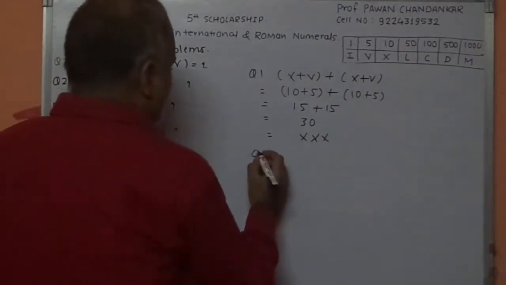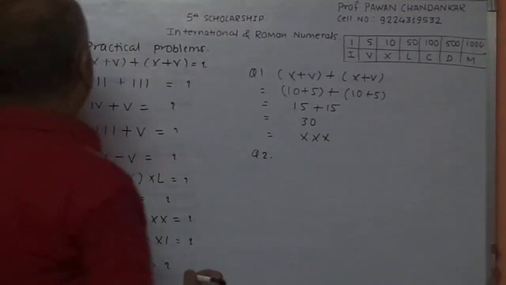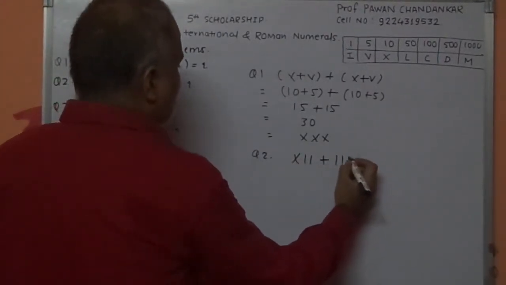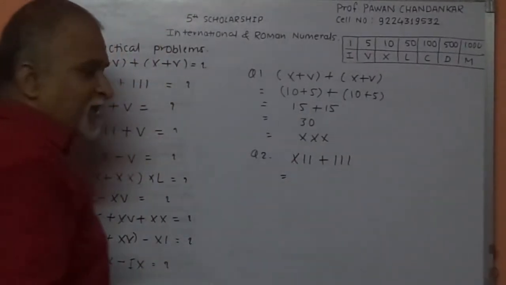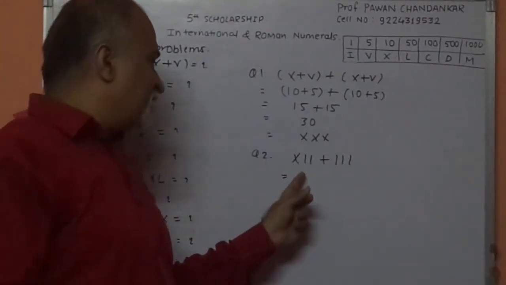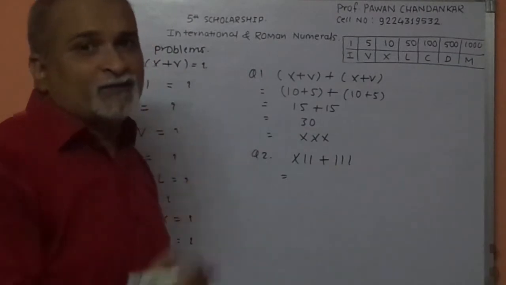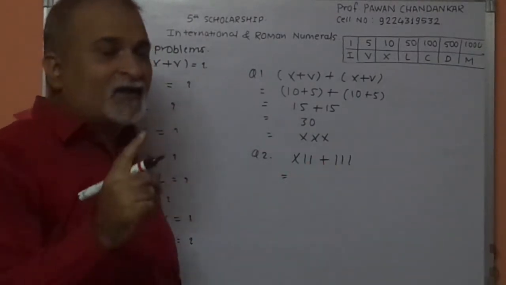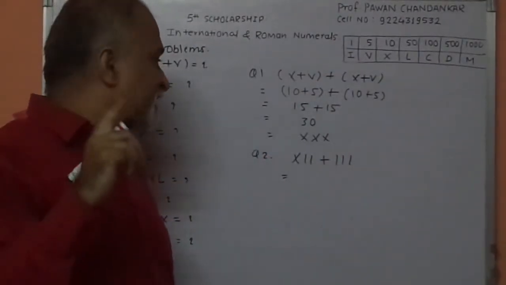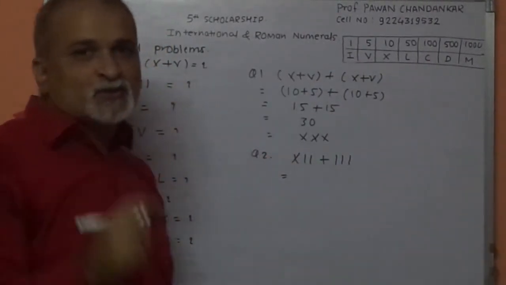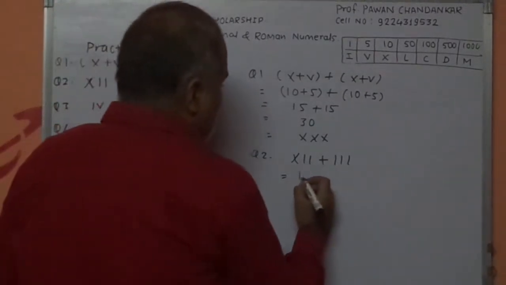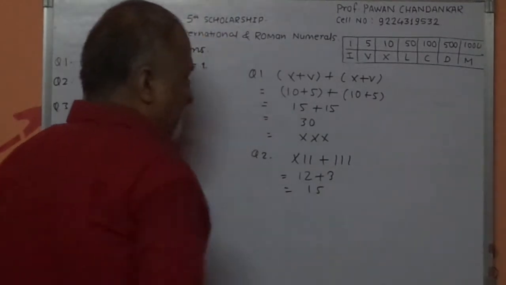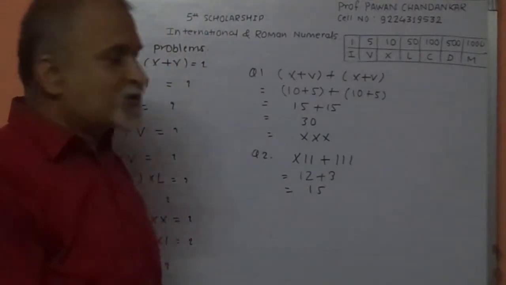Look at question number 2, students. Question number 2, it is written X, I plus I is written thrice. So XII means what, students? This is 10, and this I is written on the right of 10. It means that I means 1, and 1 will get added twice to 10. So 10 plus 2 gives you 12. So 12 plus, this is what, 3. Answer is 15.